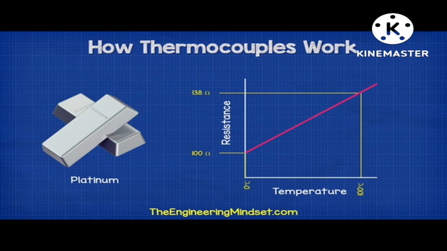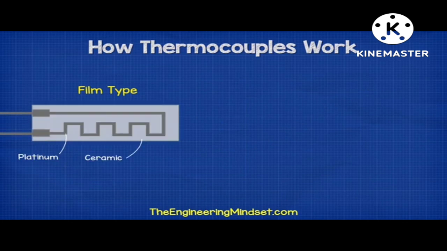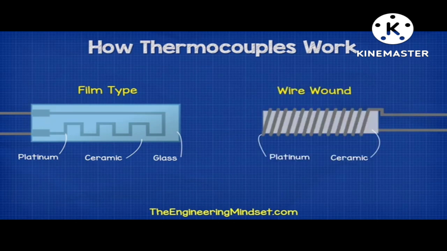There are many different designs for this type, but typically they're either a film type, where the platinum is coated into a ceramic plate into a pattern and sealed in glass, or it will be a platinum wire wound around a ceramic core, again sealed in glass for protection.